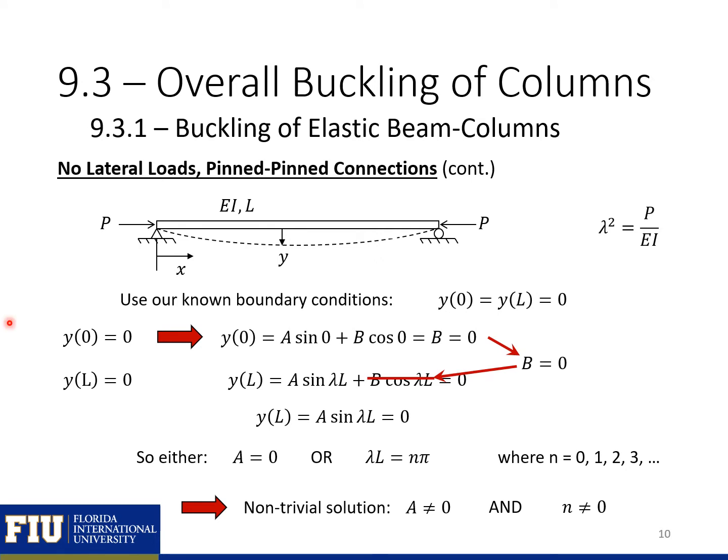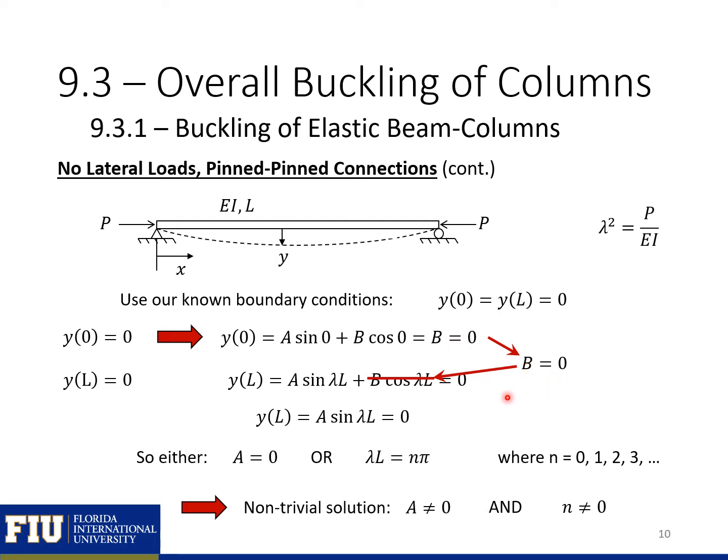We know that our deflection at the left end, where x equals 0, is 0, and the deflection at our right end, where x equals L, is 0. So we can use these boundary conditions to solve for our different constants. The first one would give us that B cosine 0, or B times 1, equals 0, and sine 0 is 0 here, so that takes out this term. So from the first boundary condition, we can see that our B is going to be equal to 0.